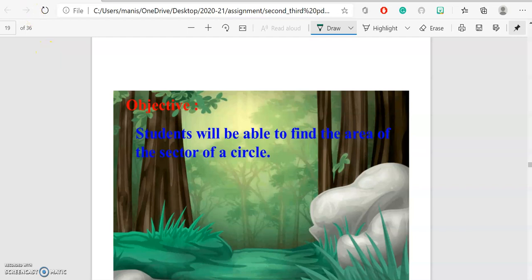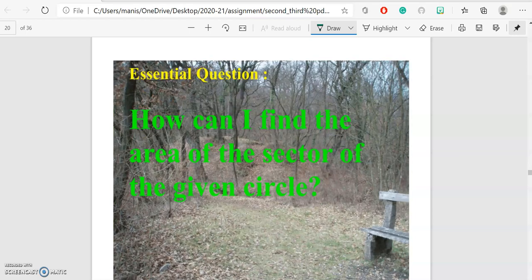Our objective for the day is students will be able to find the area of the sector of a circle. Our essential question for the day is how can I find the area of the sector of the given circle?